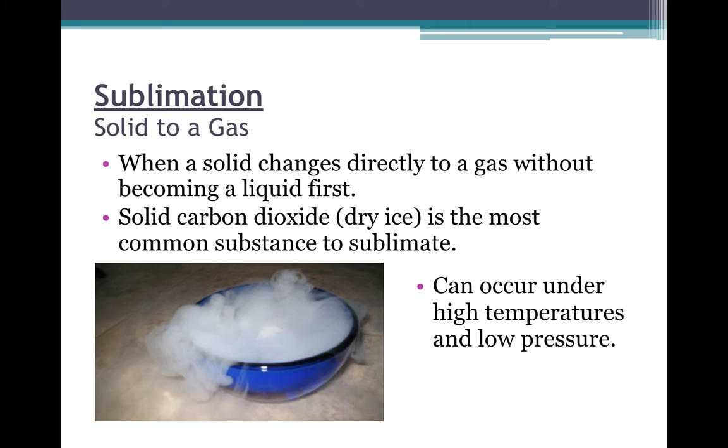One of the more uncommon phase changes is sublimation. In this type of phase change, a solid goes directly to a gas without becoming a liquid first. Solid carbon dioxide, also known as dry ice, is the most common substance to sublimate. It goes straight from a solid to a foggy-looking gas. Sublimation can occur under high temperatures and low pressure, but it is very rare and does not occur in most substances.